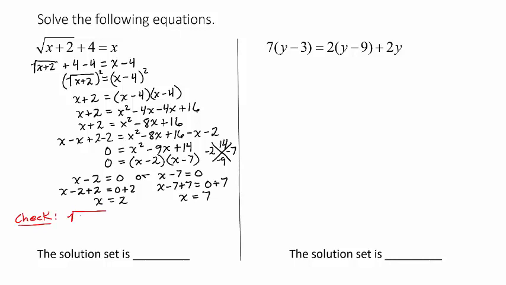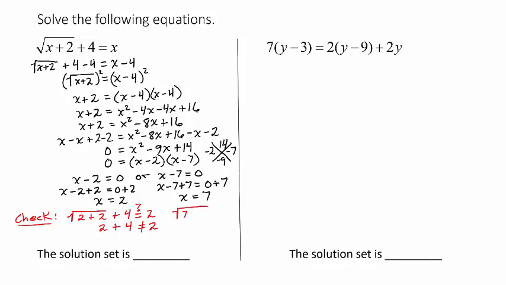So with x equal to 2, I'm going to have the square root of 2 plus 2, plus 4, with the 4 outside the radical there. And is that equal to 2? Well, I've got 2 plus 2, the square root of 4. The square root of 4 is 2. 2 plus 4 is not equal to 2. Okay, so that does not work.